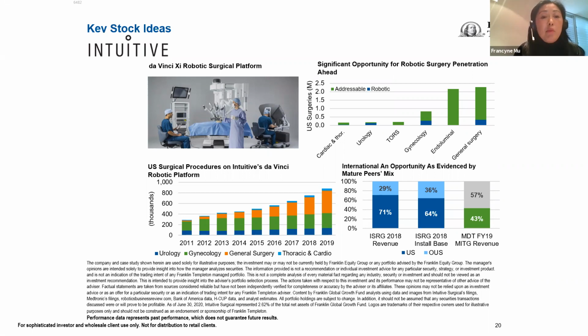But we are starting to see more of this shift in gynecology and also in general surgery. So the growth opportunity really lies in further penetration of these other types of surgeries, the training of surgeons to use the systems, and the expansion into international markets. So while COVID has seen elective surgeries drop off, we've taken the opportunity to build up this position, and we continue to believe that it remains a good, solid, long-term key portfolio holding for us.